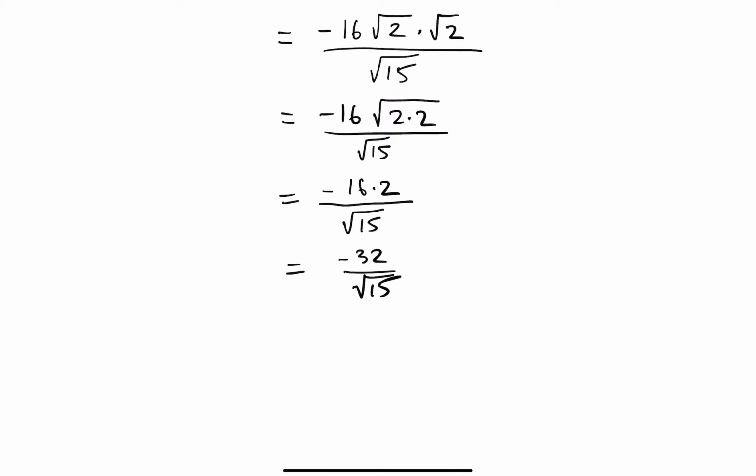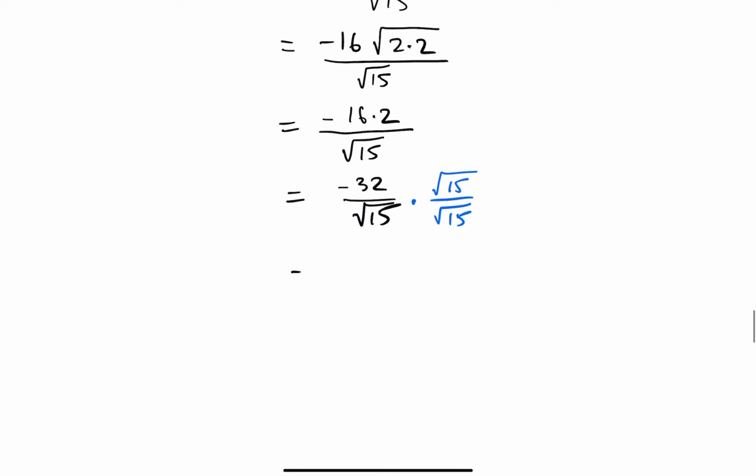And again, we need to rationalize the denominator because we can't leave the radical sign as our answer. So we're going to multiply this fraction by square root of 15 over the square root of 15. And then our answer becomes negative 32 square root of 15 over 15. This can't be simplified any further. There aren't any factors in 15 that fit into negative 32. And so this becomes our final answer.